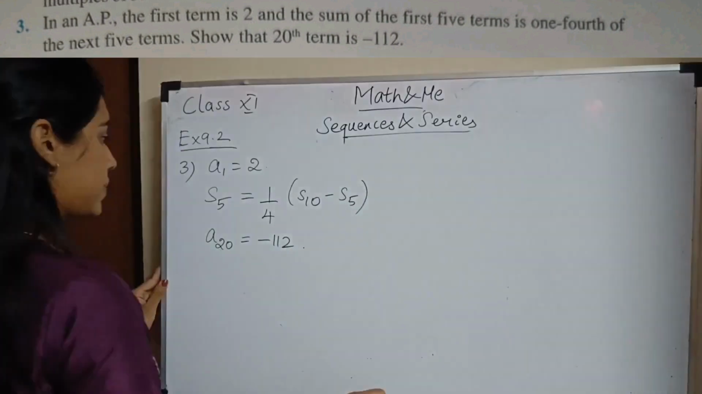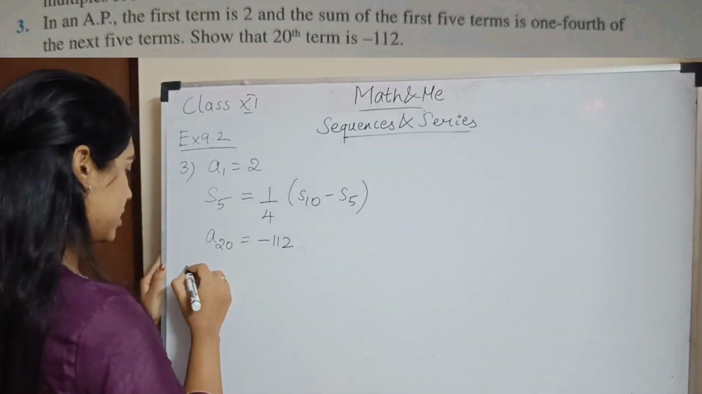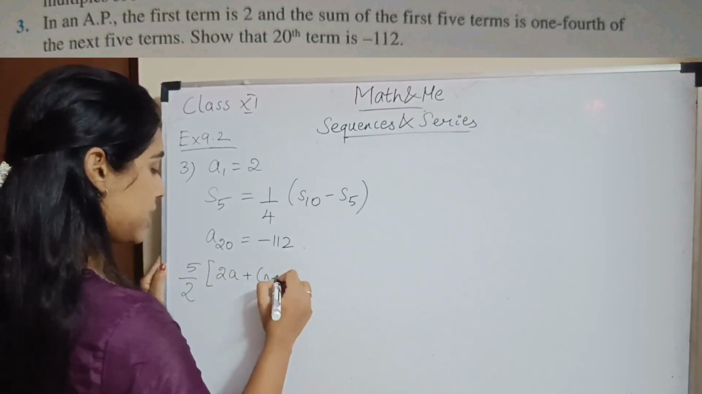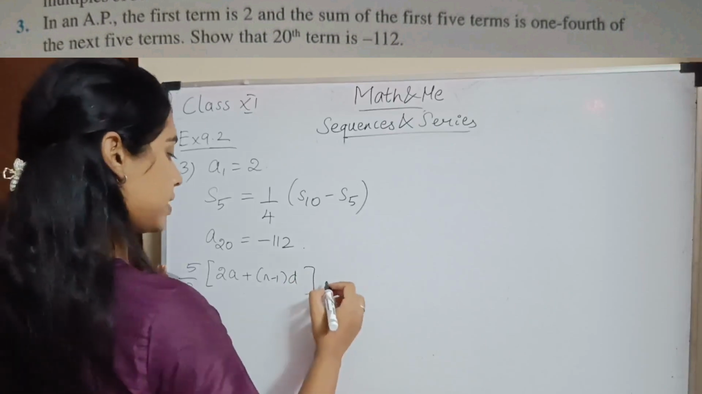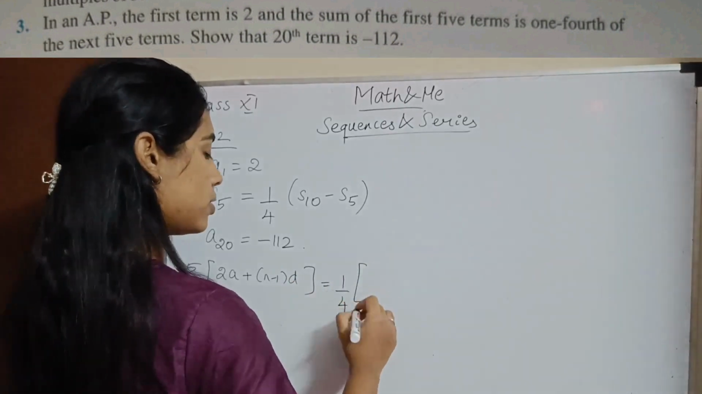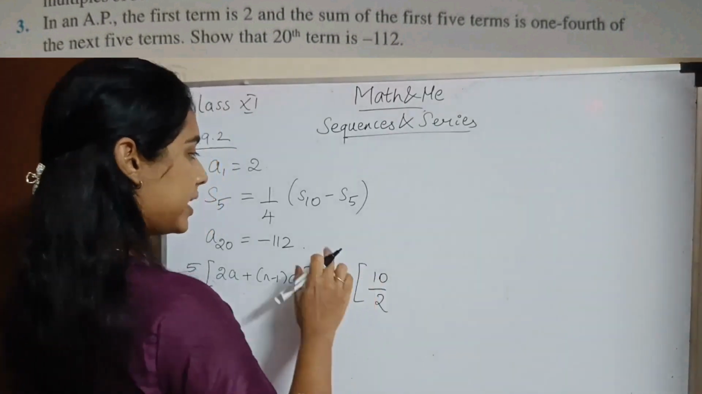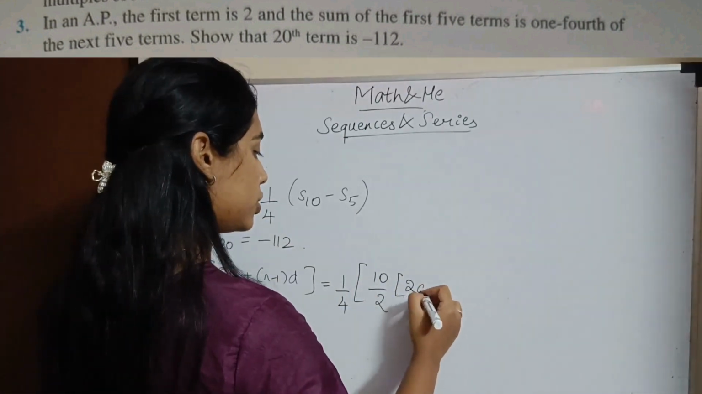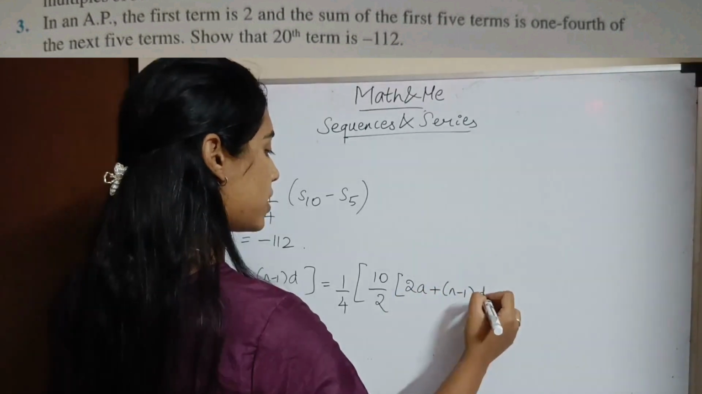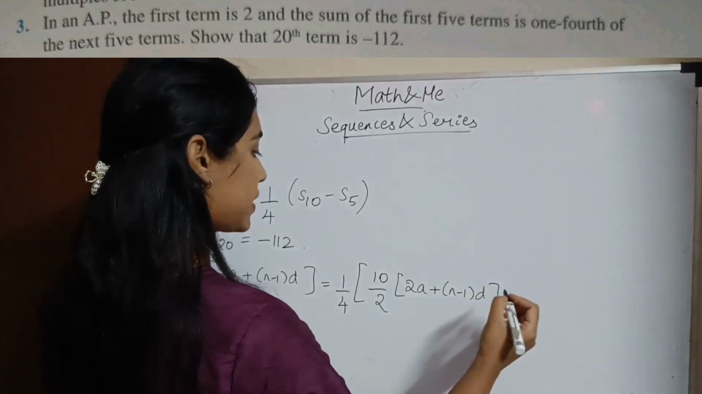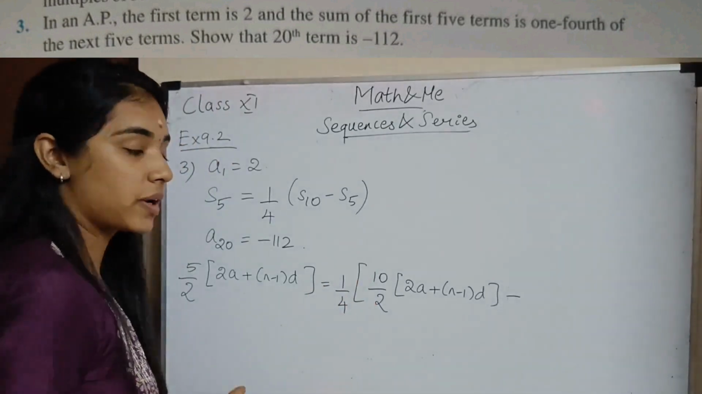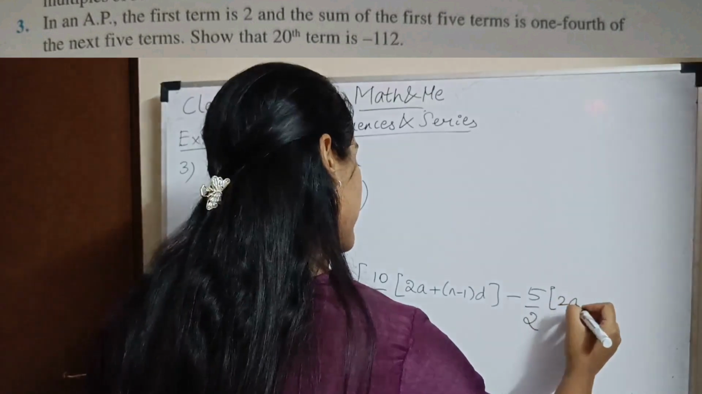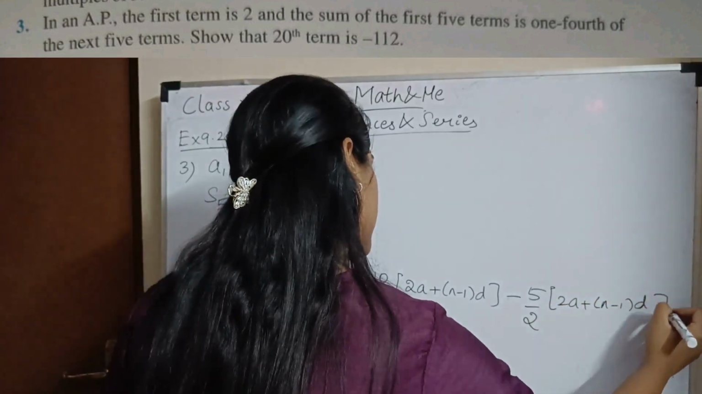So, let me erase this. What is S5? n by 2 of 2a plus n minus 1 into D equals 1/4 of 10 by 2. The n value keeps changing, so don't forget. n by 2 of 2a plus n minus 1 into D, minus, I haven't closed the bigger bracket. So it's 5 divided by 2 of 2a plus n minus 1 into D.